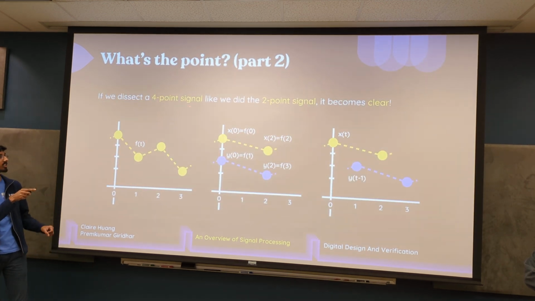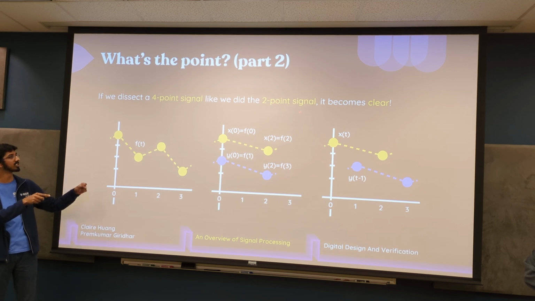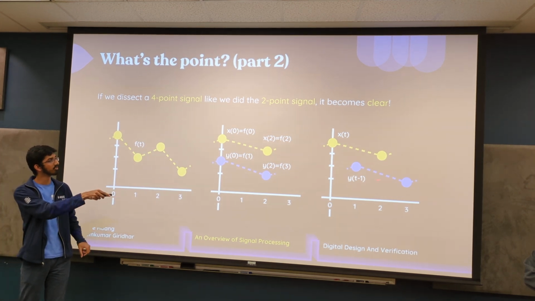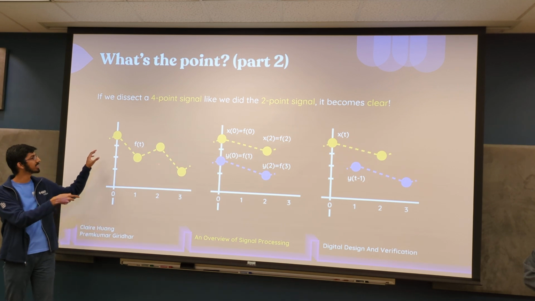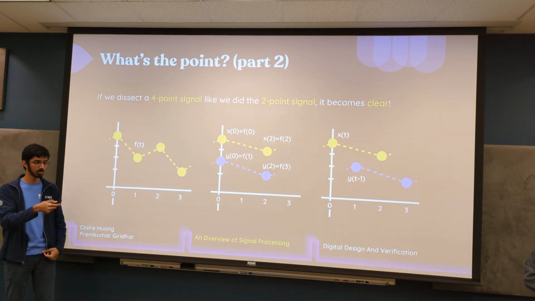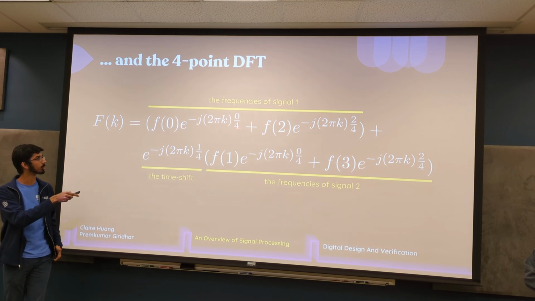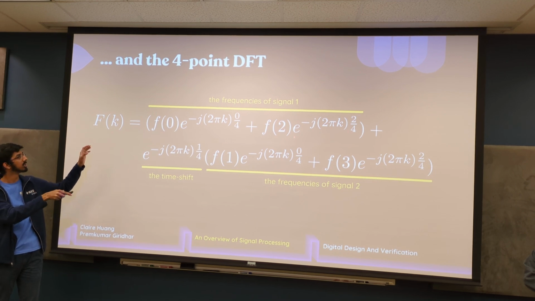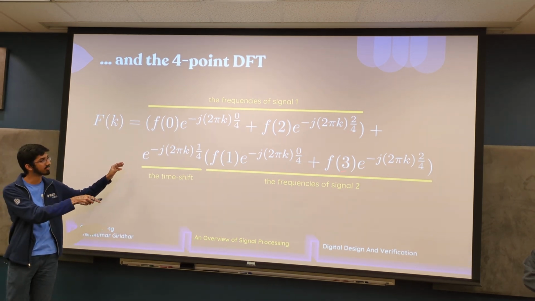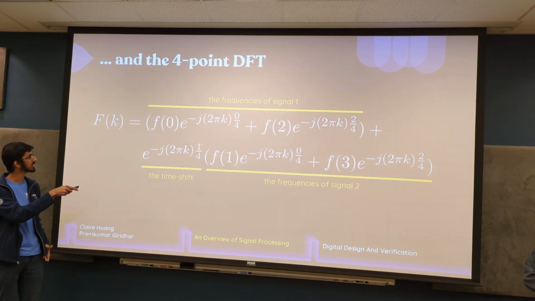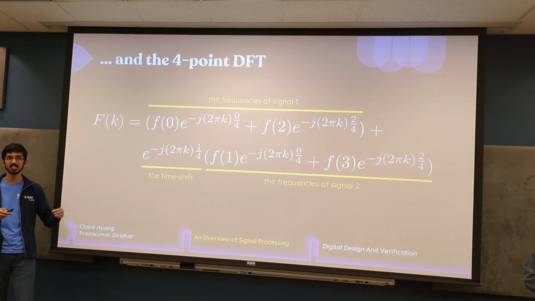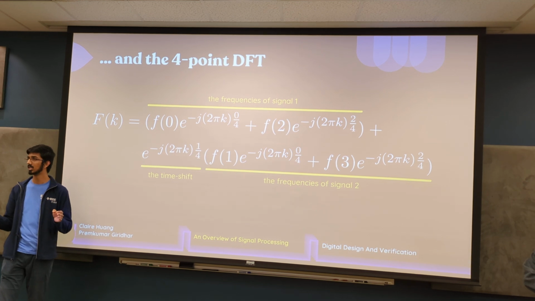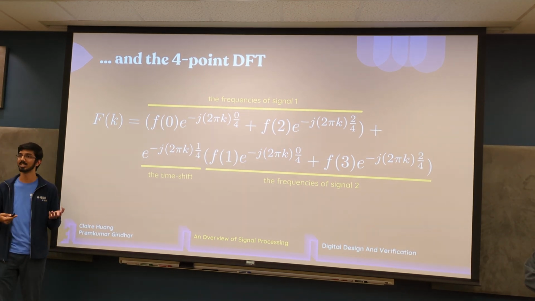Basically, if we take a 4-point signal and we dissect it in the same way as we did the 2-point signal, it kind of becomes clear how we're doing this. We're taking 2 2-point signals, shifting one of them in time by 1 time step, and then we add them together and we get the 4-point signal. So now if we reverse this process with the mathematical equation, we can see that f of 0 and f of 2 are kind of one group. And then this is the time shift, and then this is f of 1 and f of 3, the other group. And we're shifting it by 1 time step. Does this make sense to everyone? If not, we can always review this. We have plenty of time.